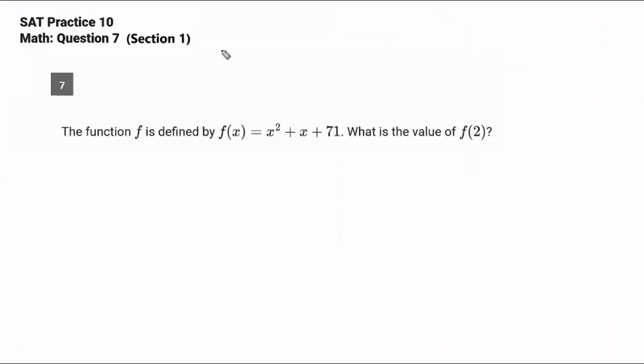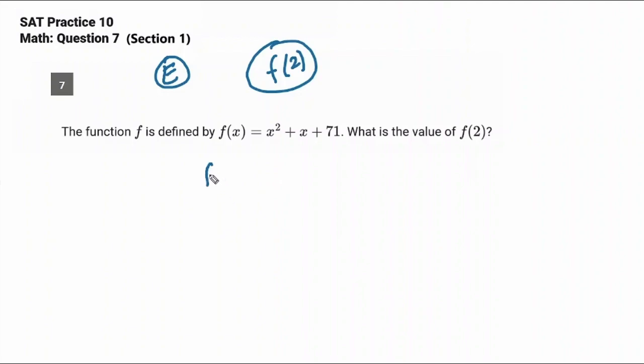We're on SAT Practice Test 10, Math, Section 1, Question 7. What's the level of difficulty here? It's easy. The function f is defined by f of x equals x squared plus x plus 71. What's the value of f of 2? So we're looking for f of 2. Functions can get really hairy on the SAT, but not when they're easy. It's an easy question. What do you got to do here? All you got to do is do 2 in this function. You got to follow the directions.